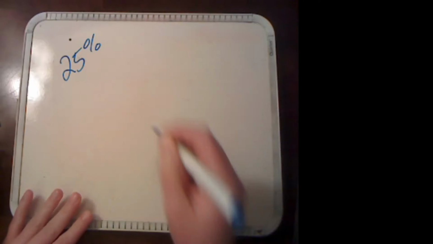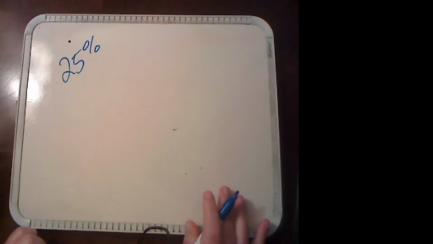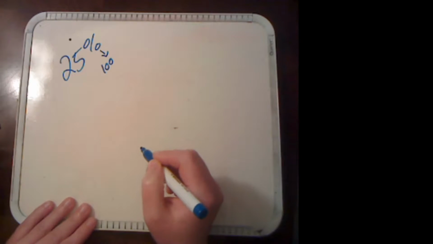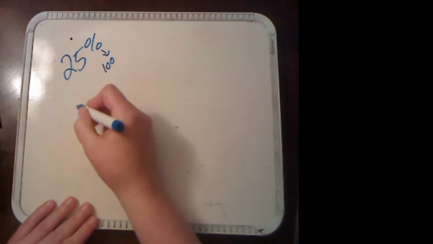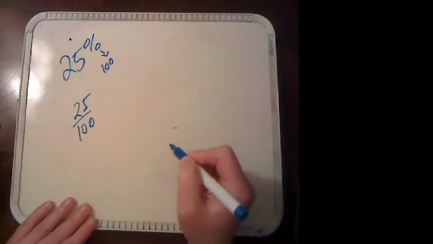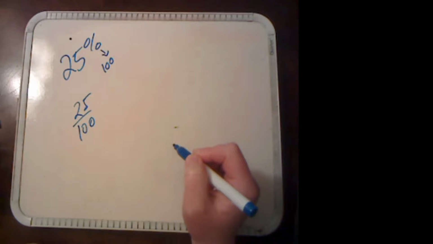This video is going to talk about how to find 25% of a number. The first thing to remember is that percent means out of 100. You can change that percent sign into the number 100. So 25% means 25 out of 100, or 25 over 100.